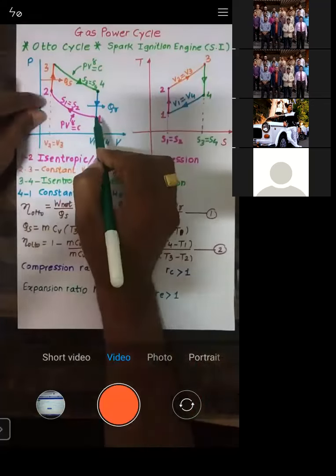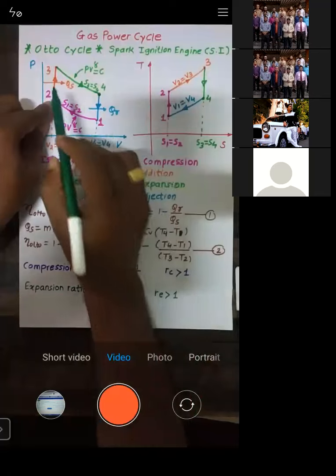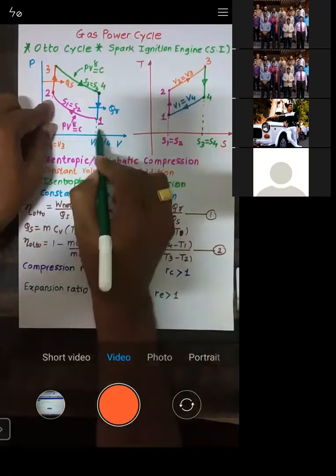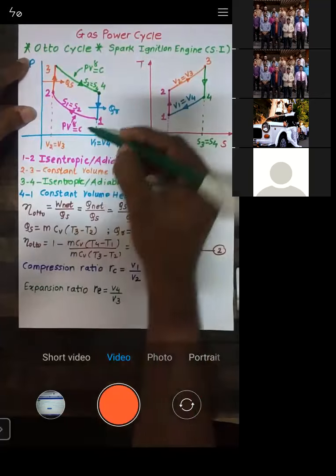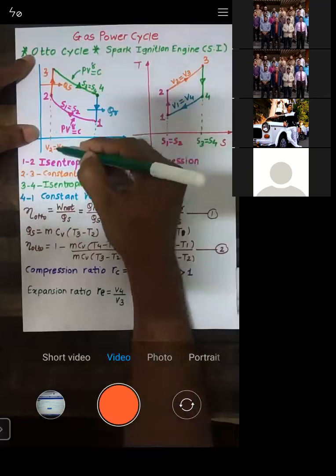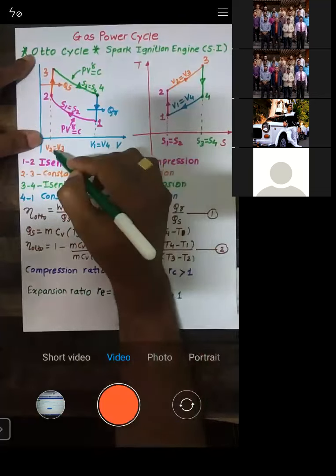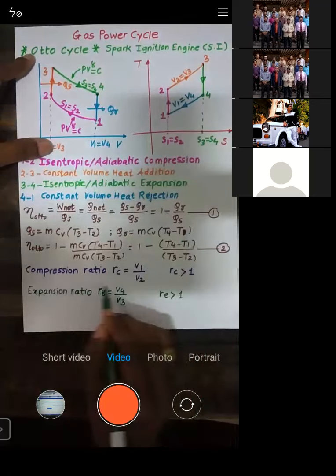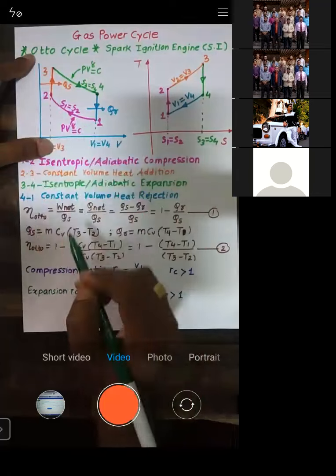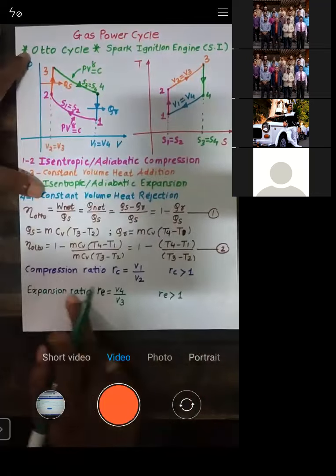If you see points 1 and 2, obviously the volume at point 1 is greater than the volume at point 2. Volume at point 1 is V1, and volume at point 2 is V2. So we take V1 by V2 as the compression ratio, because the process 1 to 2 is a compression.